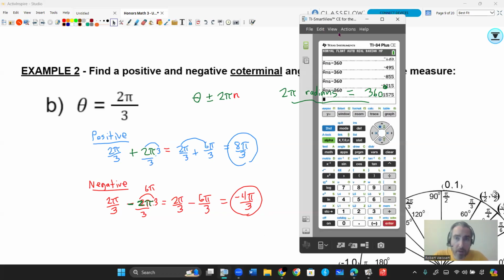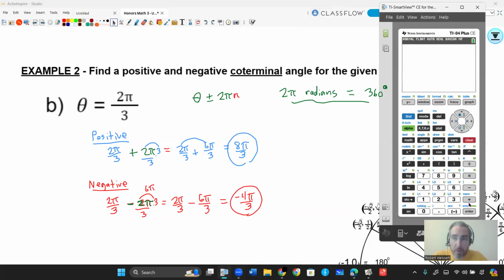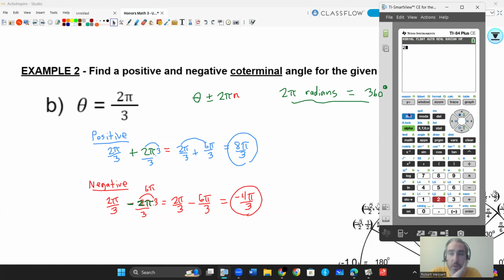If you want to use your calculator and use degrees, it's more work, but here's how you do it. If this is maybe a better route for you, go for it. So I'll just do it with my calculator. You can watch. You would first convert 2 pi over 3 to degrees. So you multiply that by 180 divided by pi. And now you're at 120 degrees. And at 120 degrees, if I want to get a positive one, I'm going to add 360. So plus 360, and that's 480.